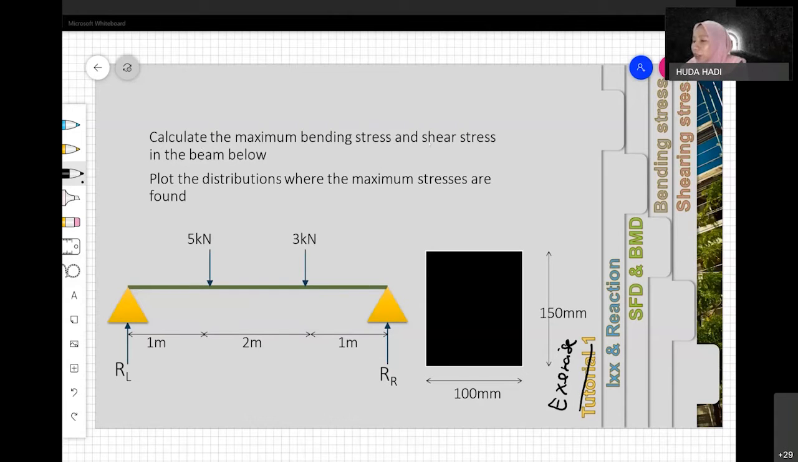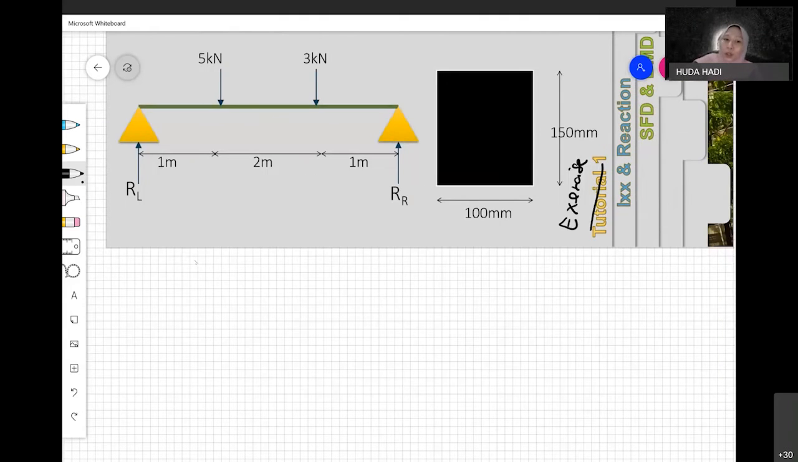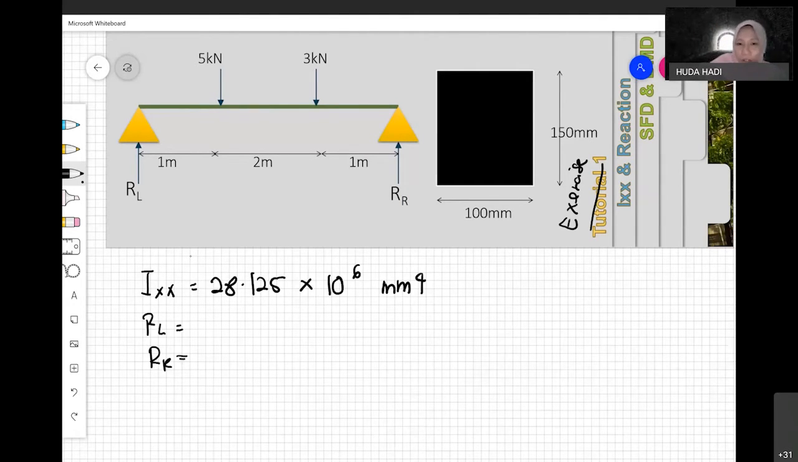Calculate the maximum bending stress and shear stress in the beam below, and also plot the distribution where the maximum stresses are found. And I'm just going to share the answer only, which is for IXX, it is 28.125 KRL. So for RL, it is 4.5 kilonewton. Kita check saja. So here it should be 4.5. And then for RR, it should be 3.5.